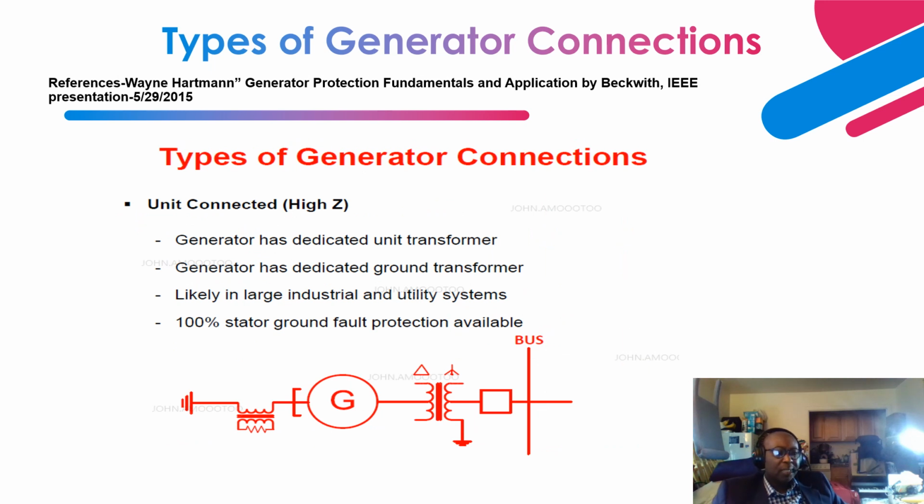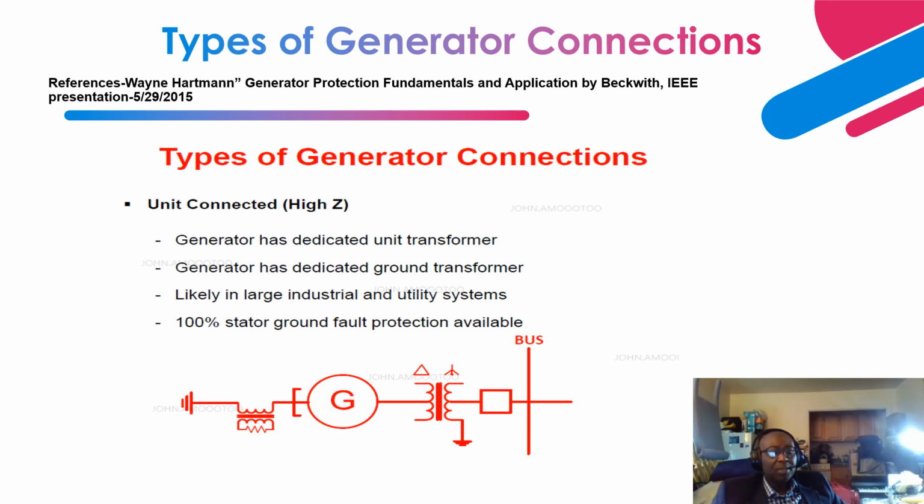Then we'll talk about unit connections, and this is what is utilized by most generation facilities, generating plants. Basically, it's called a unit connection, and it has a high impedance, as you can see over here. This is the neutral of the generator, right? And it's connected to this high impedance single phase distribution transformer. Basically, that sets up a high impedance path to ground. Then it goes to a step-up transformer through a unit breaker. So it has a dedicated transformer. This is a generator step-up transformer, and it has a dedicated grounding scheme.